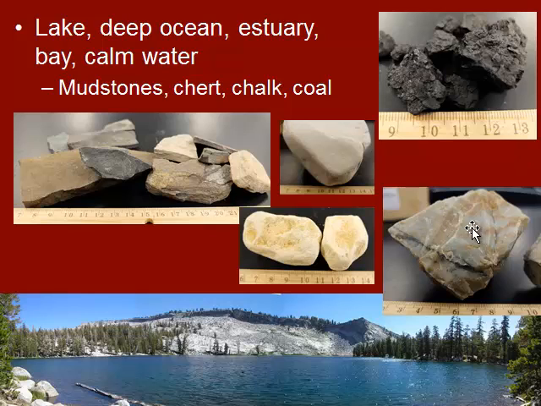Forming in the deep ocean as well, and both of those are forming as the chert forms because the silica is precipitating out of water. Chalk is actually microscopic little critters that die and sink to the bottom over time, and all of these are going to be places where we have pretty calm water.